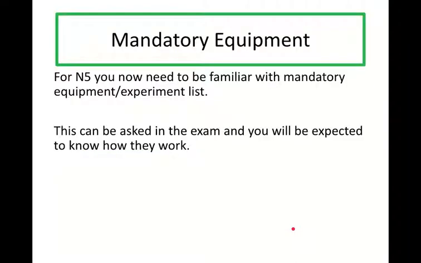The final thing we need to learn about for respiration is a piece of experimental equipment. For National 5 Biology, you need to be familiar with the mandatory equipment list. Any of these can be asked about in questions in the exam, and you would be expected to already know how they work. They don't have to describe it to you in the question.